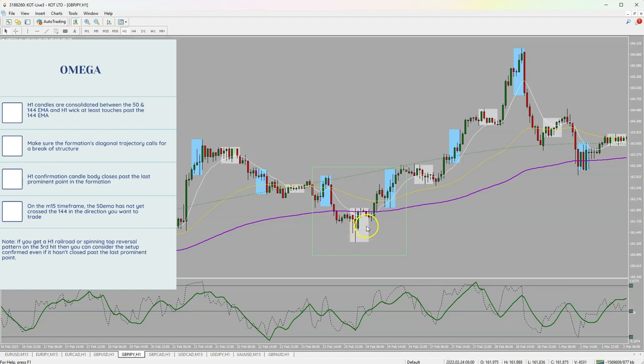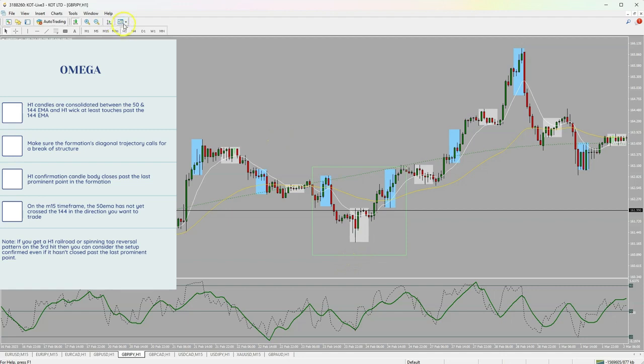Now on this one, after we got that confirmation candle, we go down to the 15-minute time frame. Oh, sorry, trajectory. We need to make sure our diagonal trajectory is correct. Let me move this EMA out of the way real quick. As you see, when price came up, this would be the last prominent point at the top of this one right there. This is not a prominent point. This is more of a mini consolidation, in my opinion. So I would say this is the last prominent point, and this is lower than this last prominent point here. So in my opinion, the trajectory is correct.